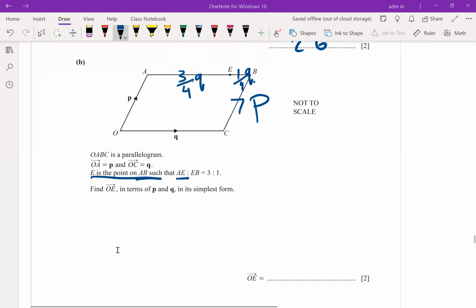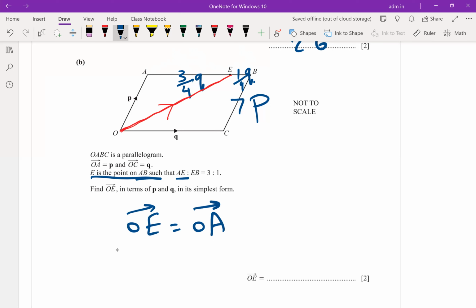How to get the vector OE? To get the vector OE, you can move from O to A, then from A to E. From O to A is P, and from A to E is 3/4 Q.